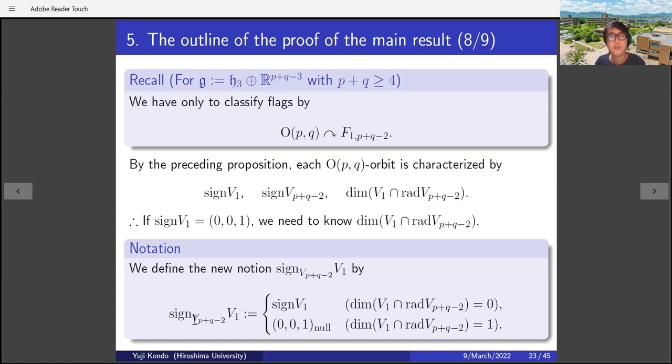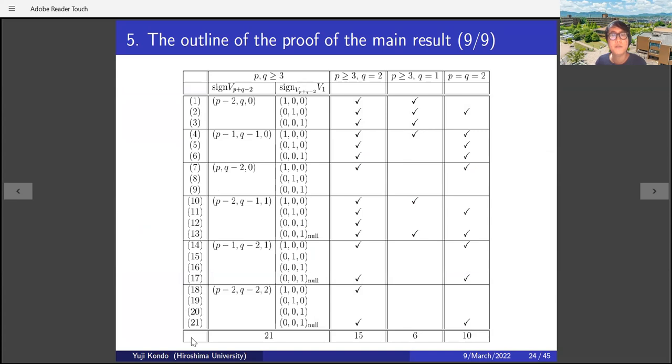The signature of V_{p+q-2} ∩ V1 is defined as follows. If the dimension of the intersection is zero, then we denote the signature of V1 as usual. And if the dimension of the intersection is one, then we denote it 001, null. So using these notations of signatures, we have these tables.